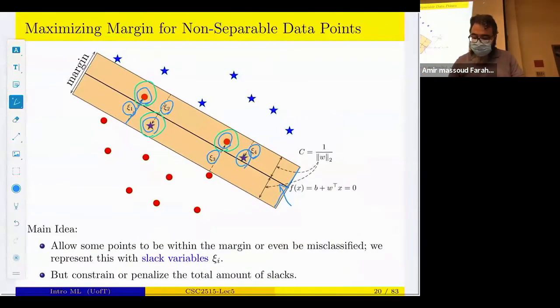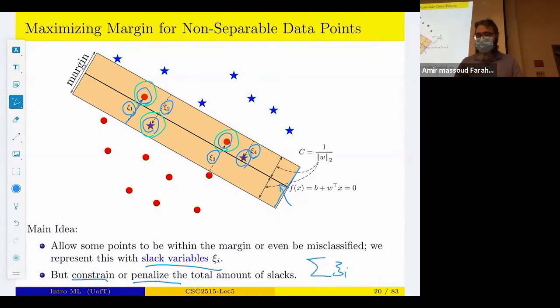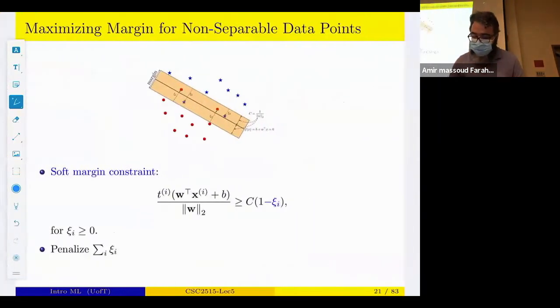What we do is define these ξ's, which are called slack variables, but then we constrain or penalize the total amount of slack. We say that it is okay to have some of them violating the margin, but we penalize the summation of these ξ's. So that's the basic idea of how we can do max margin classification for non-separable data points.